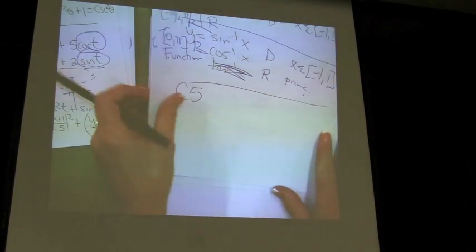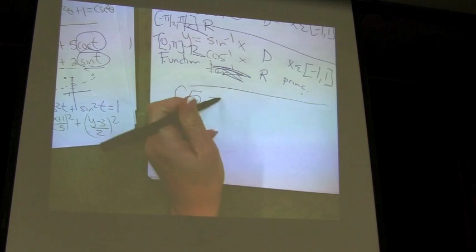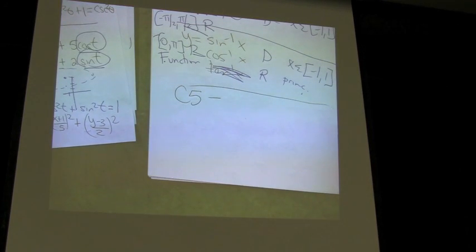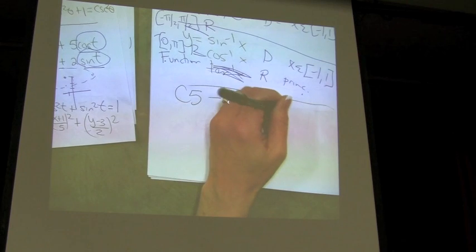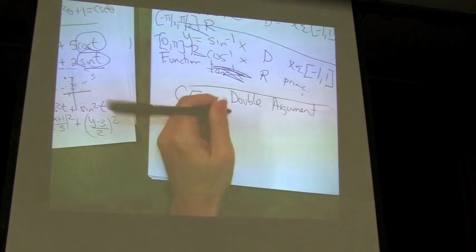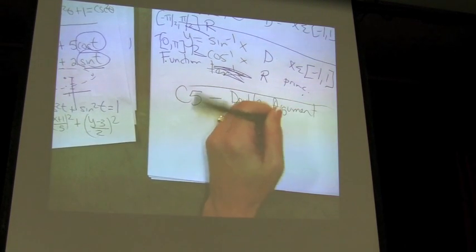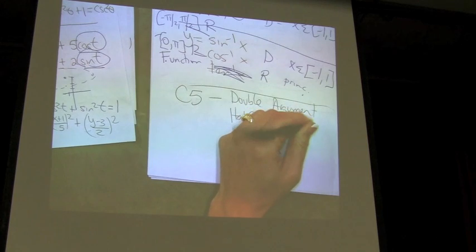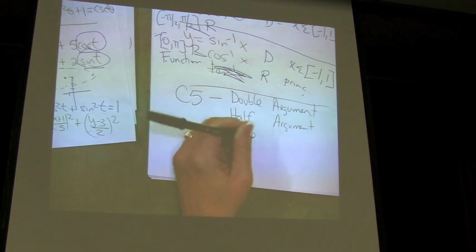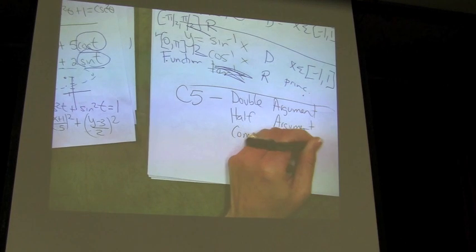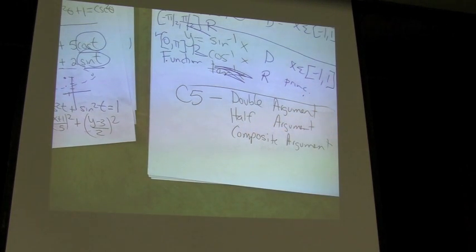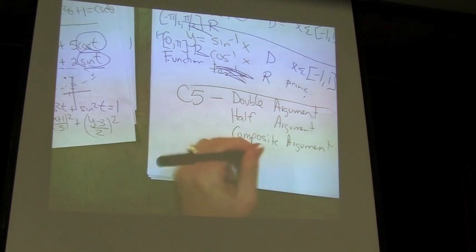So, what type of formulas or properties did we learn about in chapter 5? Double argument, half argument, composite argument, sum to product.